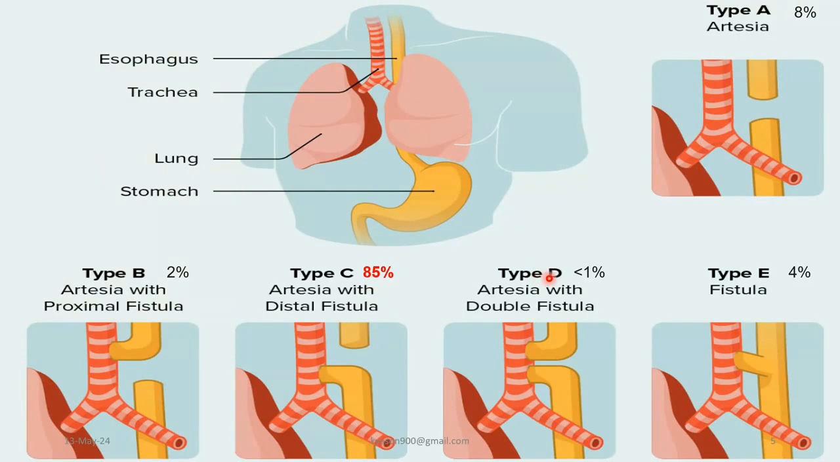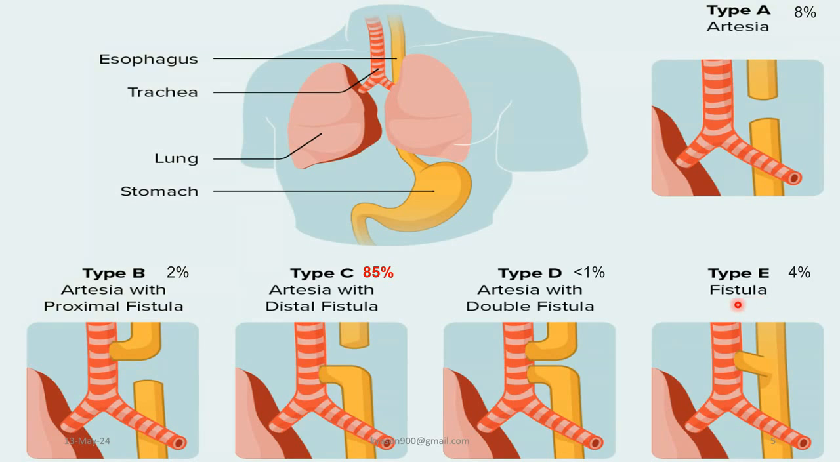In type D, we are seeing, of course, the esophagus is not continuous. The proximal end is not continuous with the distal end, so there's an atresia with a double fistula. Both the proximal and the distal ends are abnormally fusing with the trachea.